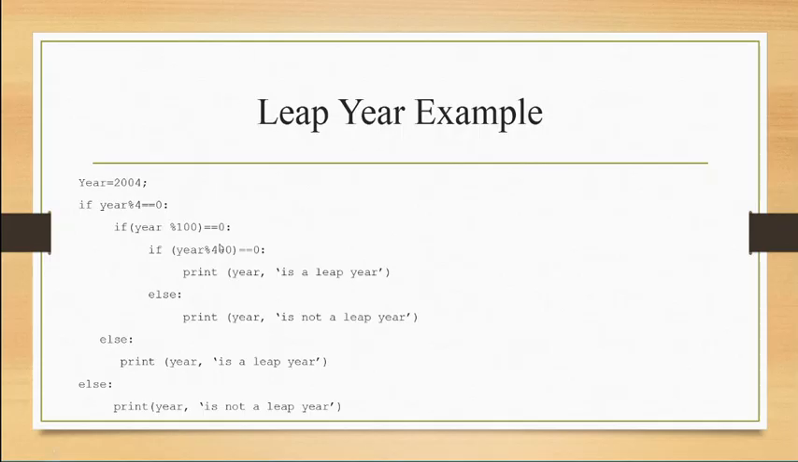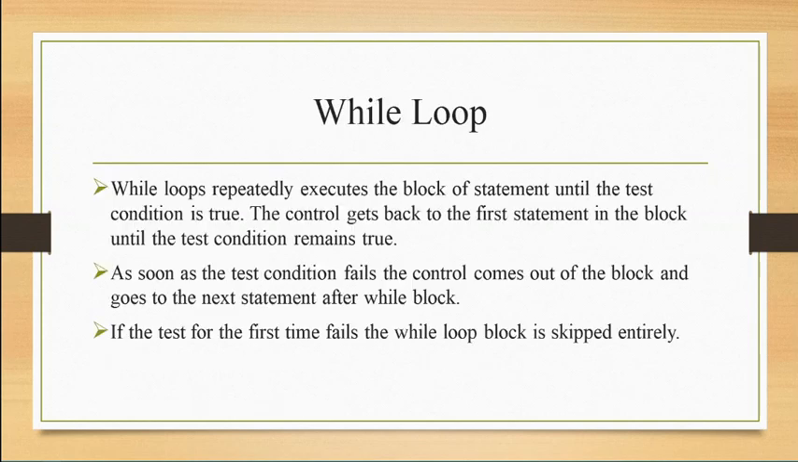This was about nested if-else statement. Let us now see about while loop. While loop repeatedly executes the block of statements as long as the test condition is true. The control goes back to the first statement in the block until the test condition remains true. As soon as the test condition fails, the control comes out of the block and goes to the next statement after the while block. If the test fails the first time, the while loop block is skipped entirely.